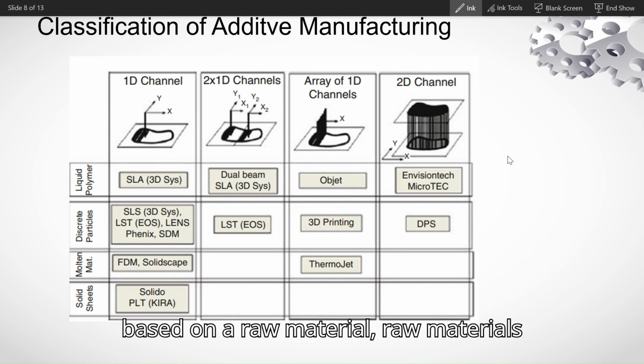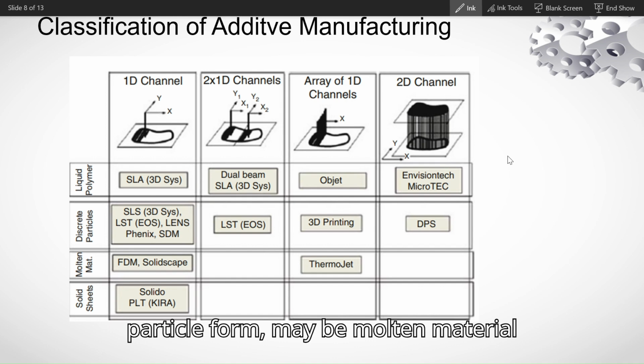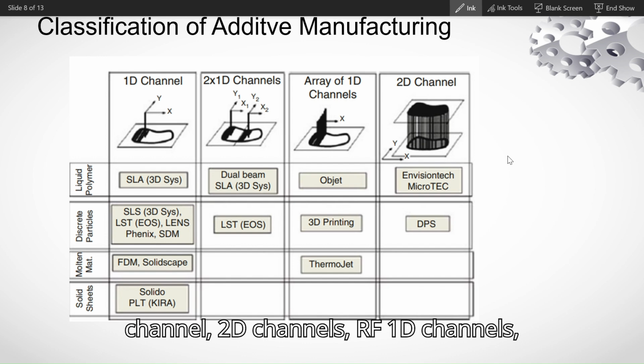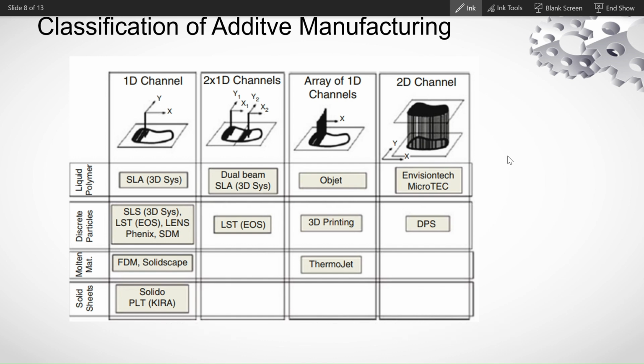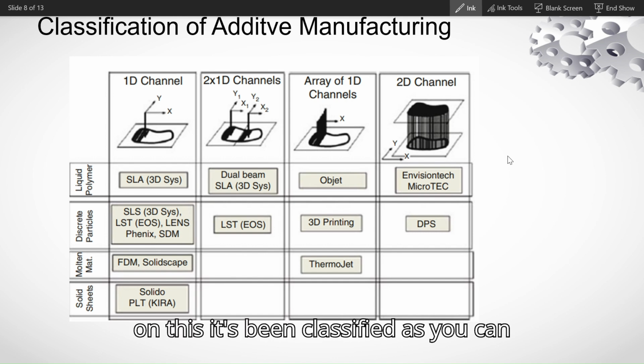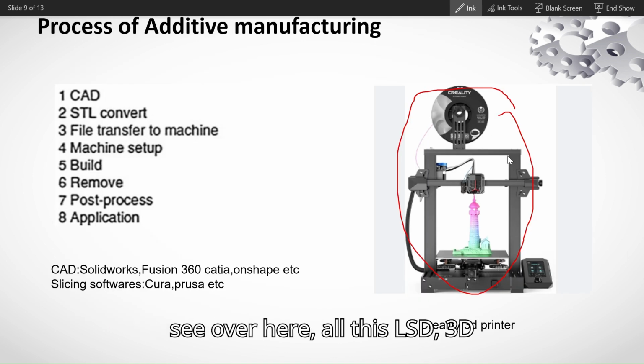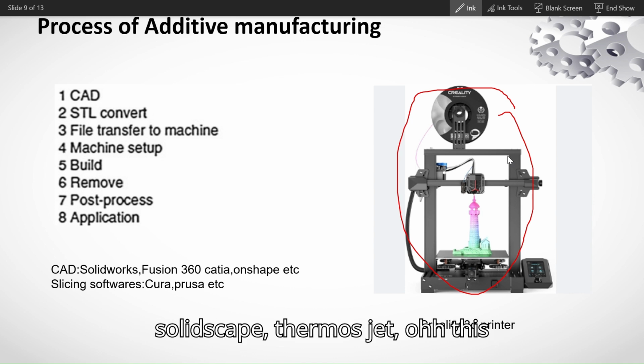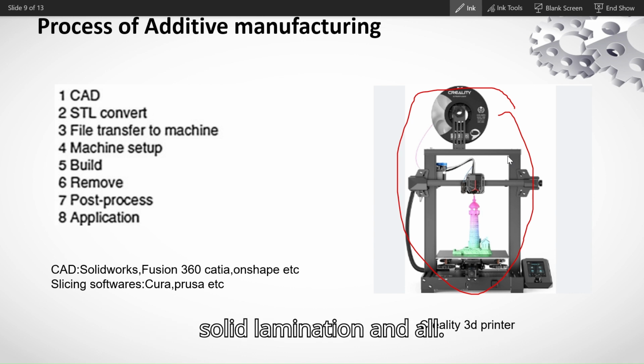We can see over here, based on raw material. Raw material is like an input, maybe liquid form, maybe particle form, maybe molten material form, maybe solid sheet metal form. So based on these raw materials, and how they print, like 1D channel or 2D channels, different types of printing capability, it has been classified. So you can see over here SLA, 3D printing, FDM, fused deposition modeling, Solidscape, ThermoJet, solid lamination and all.